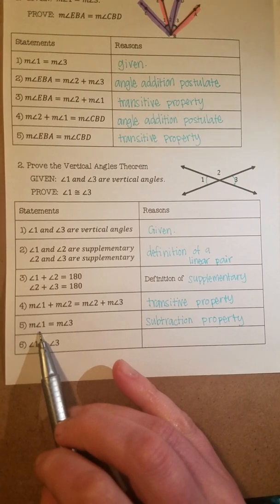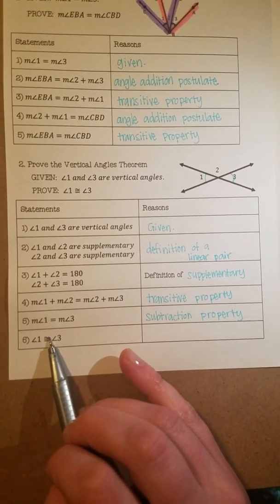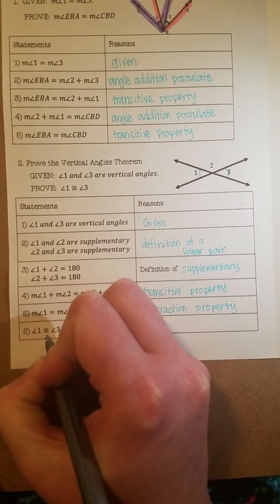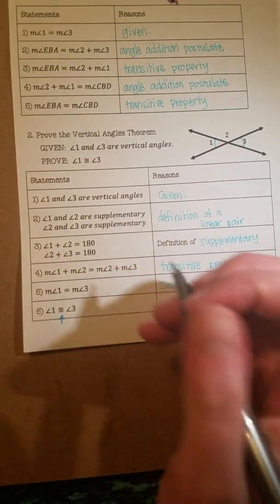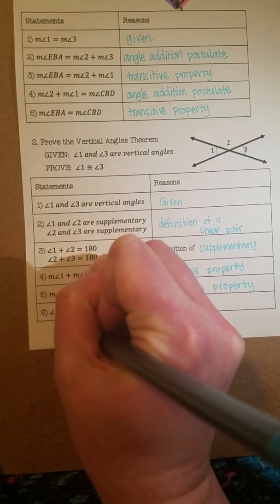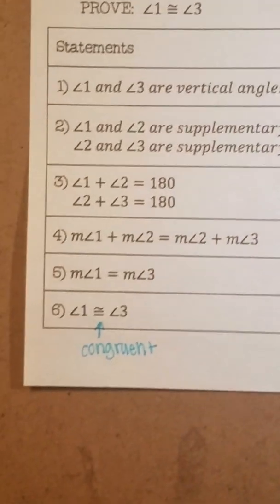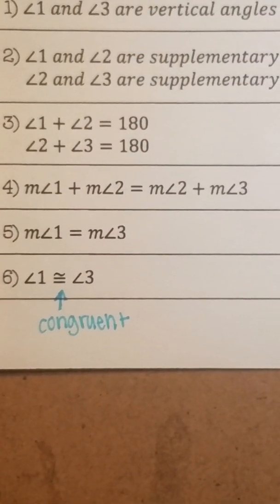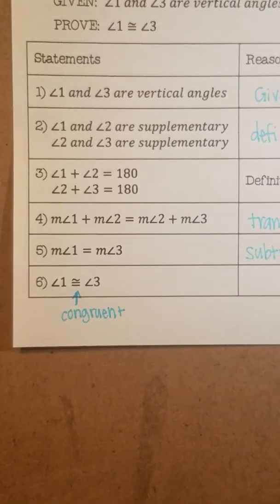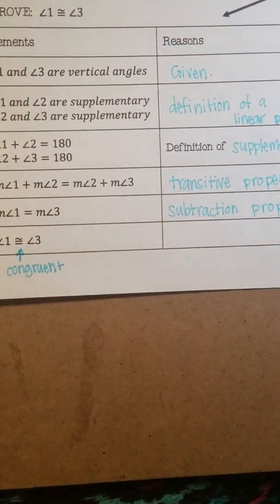Now, if the measure of one angle equals the measure of another angle, another word for that is congruence. If you don't recognize this symbol right here, we need to become familiar with it. This means congruent. Congruent, right there. Okay, and we know that these are congruent because that's the definition of congruence.